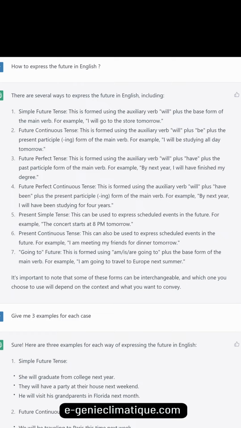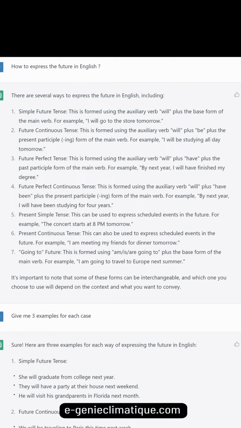Future continuous tense. This is formed using the auxiliary verb will, plus be, plus the present participle, -ing form of the main verb. For example, I will be studying all day tomorrow. Future perfect tense. This is formed using the auxiliary verb will, plus have, plus the past participle form of the main verb. For example, by next year, I will have finished my degree.